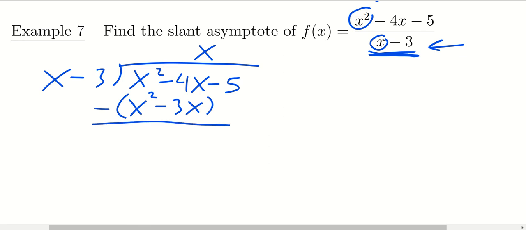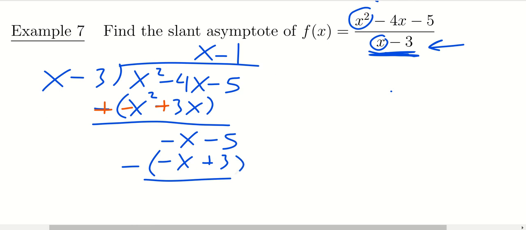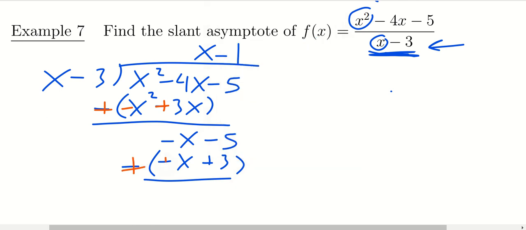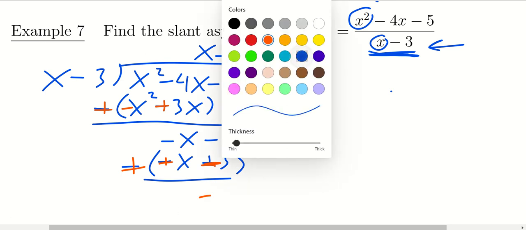We need to subtract. To subtract, let's change it to addition of the opposite. Negative 4x, the x squareds cancel. Negative 4x plus 3x will give us a negative x. The negative 5 comes straight down. X goes into negative x, negative 1 time. Going to go ahead and subtract. To do that, we're going to change it to addition of the opposite. And we would get a remainder here of negative 8.